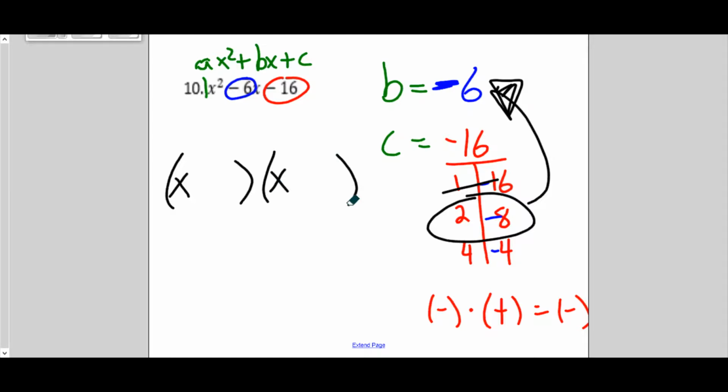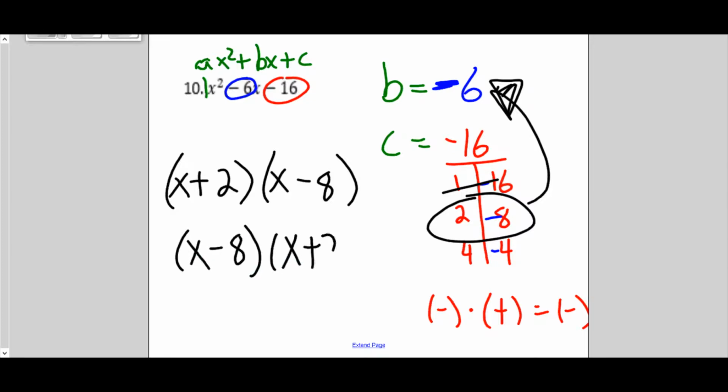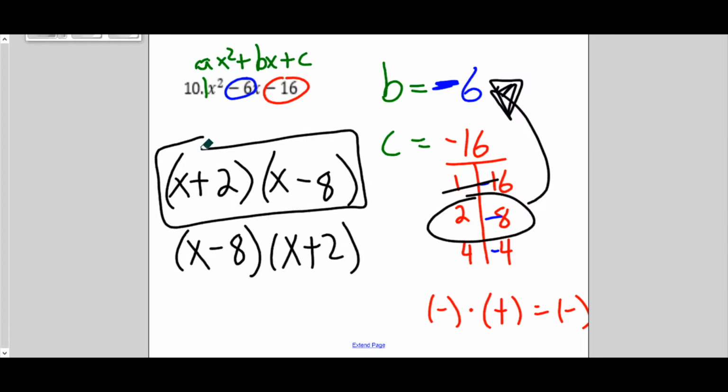And then I'm going to make sure that I calculate this correctly. That 2 is positive, so I'm going to do x plus 2 times x minus 8. And again, order doesn't matter. You could say x minus 8 times x plus 2. Just make sure the negative stays with the 8. So either one of these is correct. If you want to check your answer, you could just FOIL and you would get this answer out.